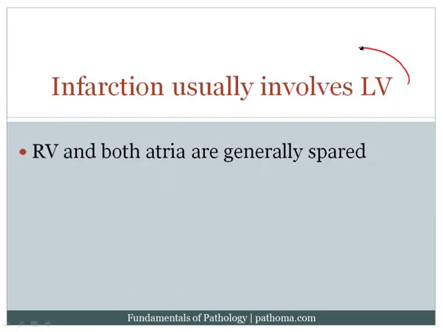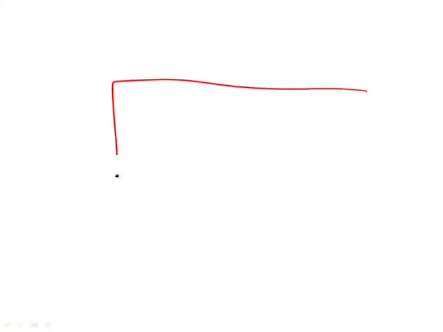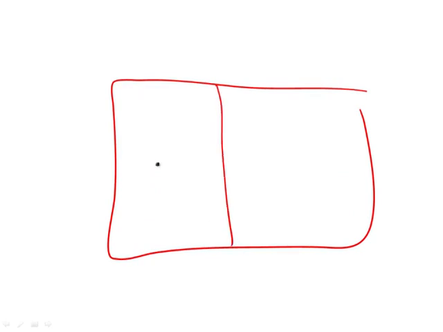Myocardial infarction usually involves the left ventricle. The right ventricle and the atria are generally spared. It's very important to note, if we draw a picture of the heart in cross-section, so this is the right ventricle, this is the left ventricle, this would be anterior, and this would be posterior. And so we sort of just cut across the heart, and we've laid down a piece to look at in this particular image.